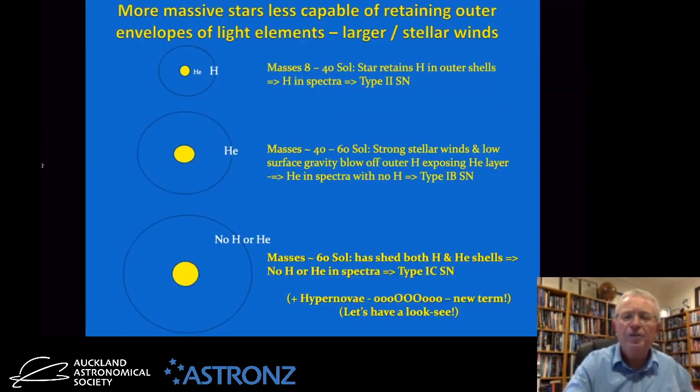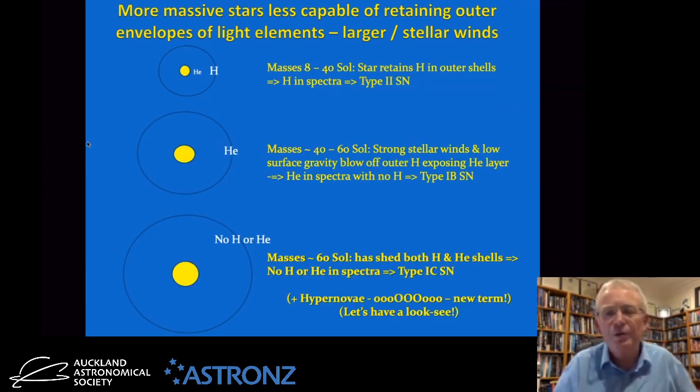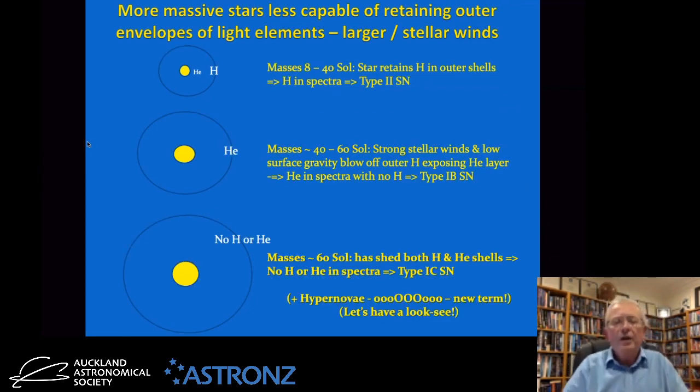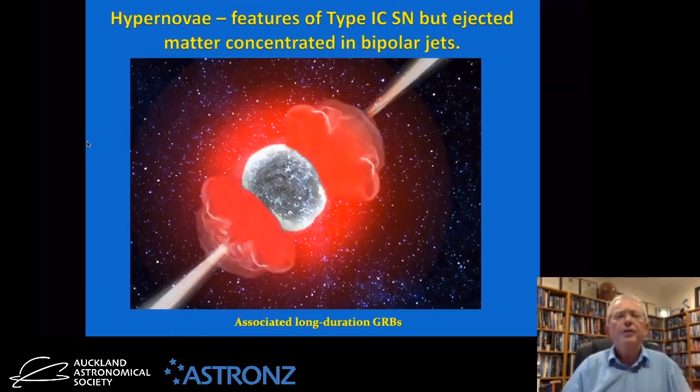Okay, and I've thrown in a term here called hypernovae. New term. Guys, what a hypernova is, because you will probably see that word getting thrown around and think, well, what's a hypernova? A hypernova refers to a really, really big, massive star that, when it goes supernova, has the features of type 1c, because there's no hydrogen, no helium, no silicon in it, so it's a type 1c.